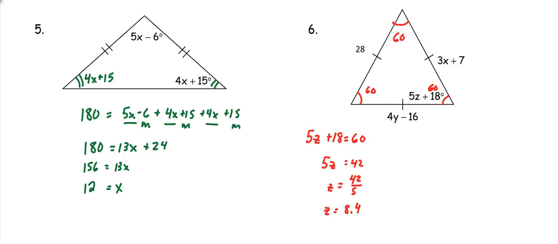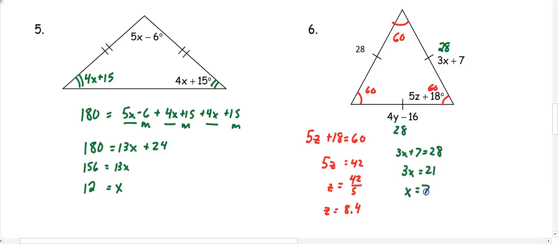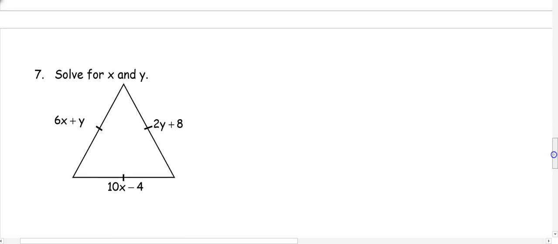Now to solve for x and y, if all of my sides are congruent, then all of the sides are 28. So I have 3x plus 7 equals 28. I can subtract 7 from both sides and divide by 3. So I get x is 7. I can do the same thing with y. 4y minus 16 equals 28. I can add 16 to both sides, so 4y equals 44. When I divide, y is 11.